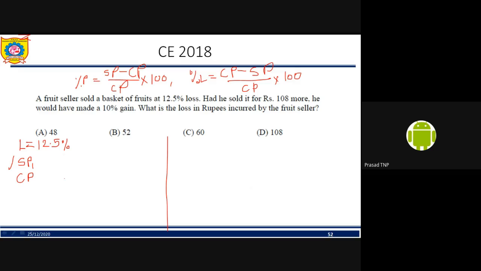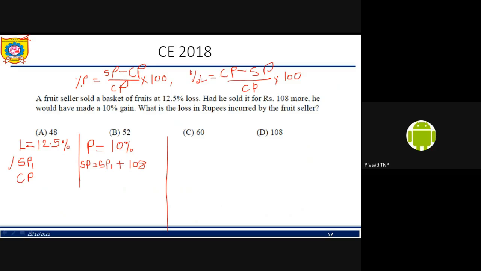Now the second case is the profit case. How much is the profit? Profit is equal to 10%. But for getting this 10% profit, that seller should sell the basket of fruits for rupees 108 more. Means in the second case, the profit case, the selling price SP will be selling price 1 plus 108. So this much is given.